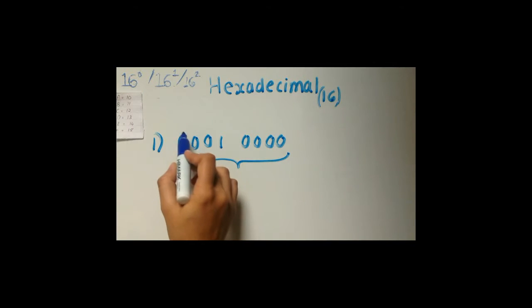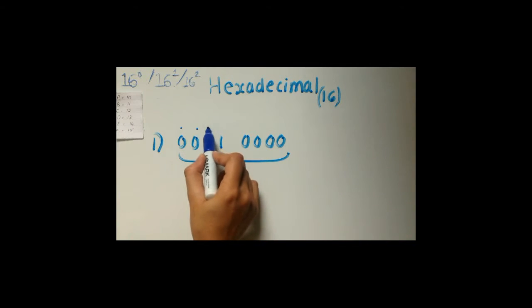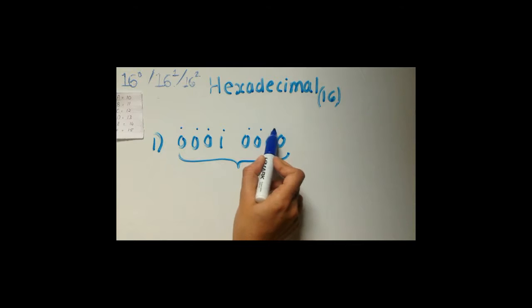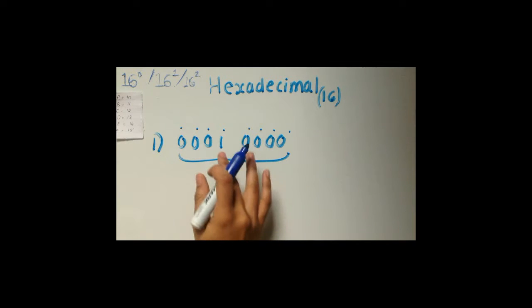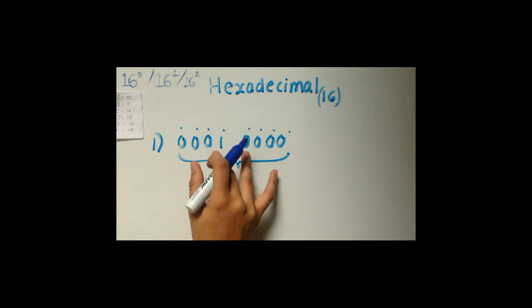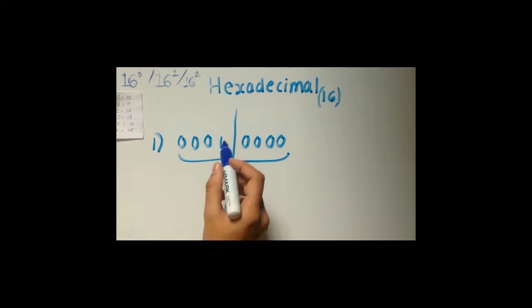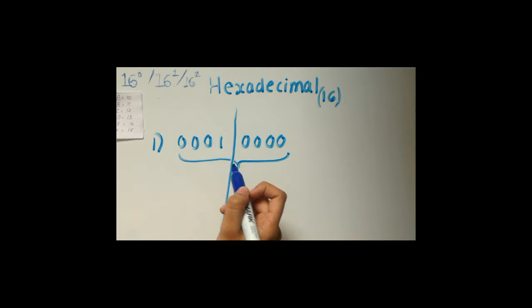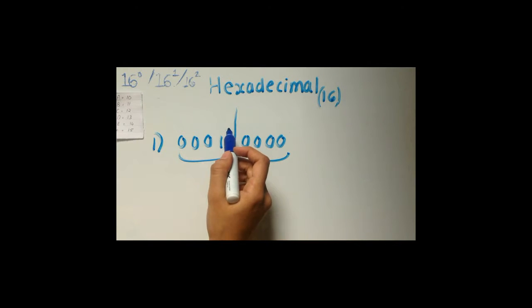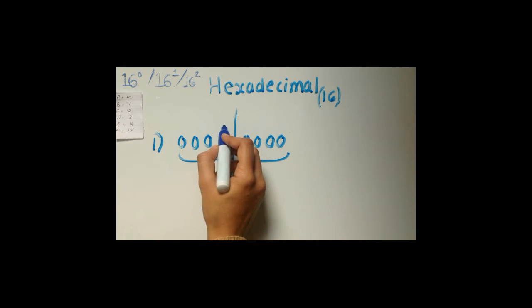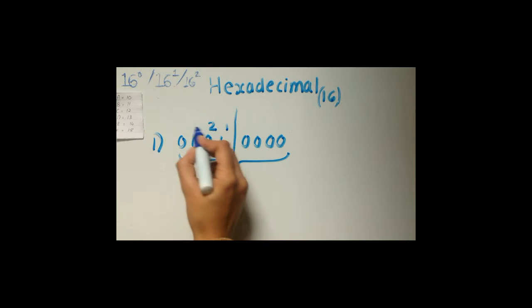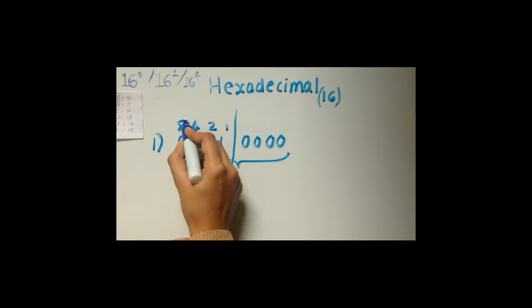So how many digits are there here? There are 1, 2, 3, 4, 5, 6, 7, 8. There are 8, so that means we can split them into 2 groups of 4s. So we can split it right down here, can't we? Okay. We have to treat them separately. What we can do is 2 to the power of 0, which is 1, 2, 4, and 8.